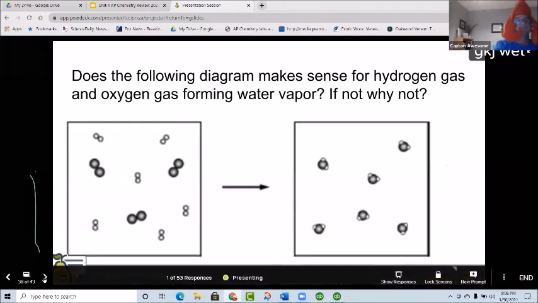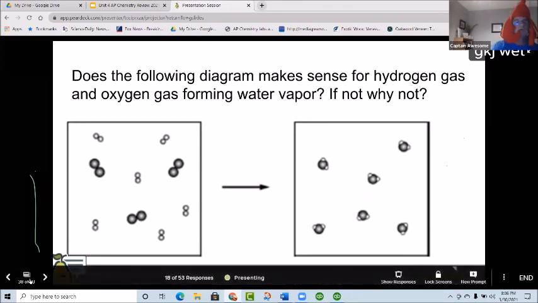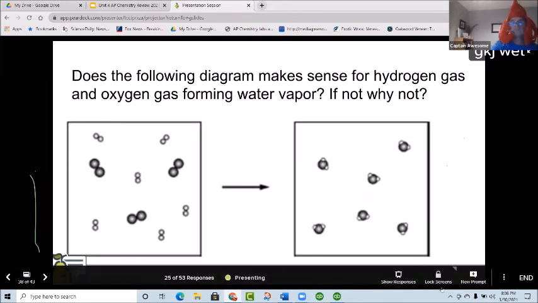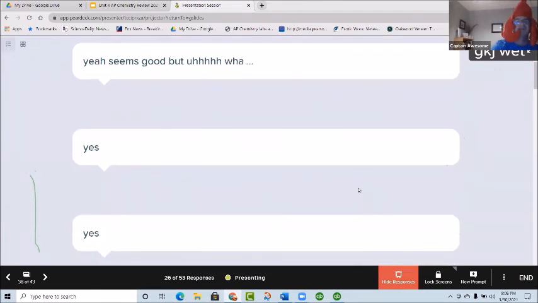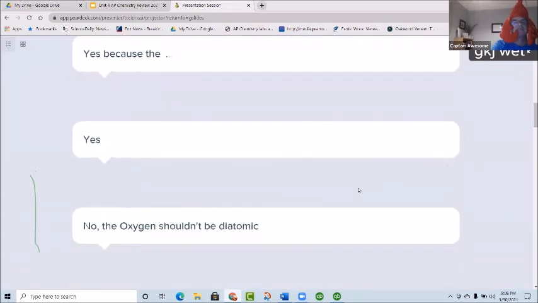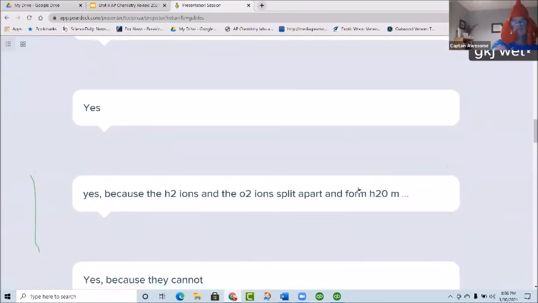What about this one? Yes, yes. It seems good, but remember, oxygen should be diatomic. Oxygen is one of those diatomic elements.